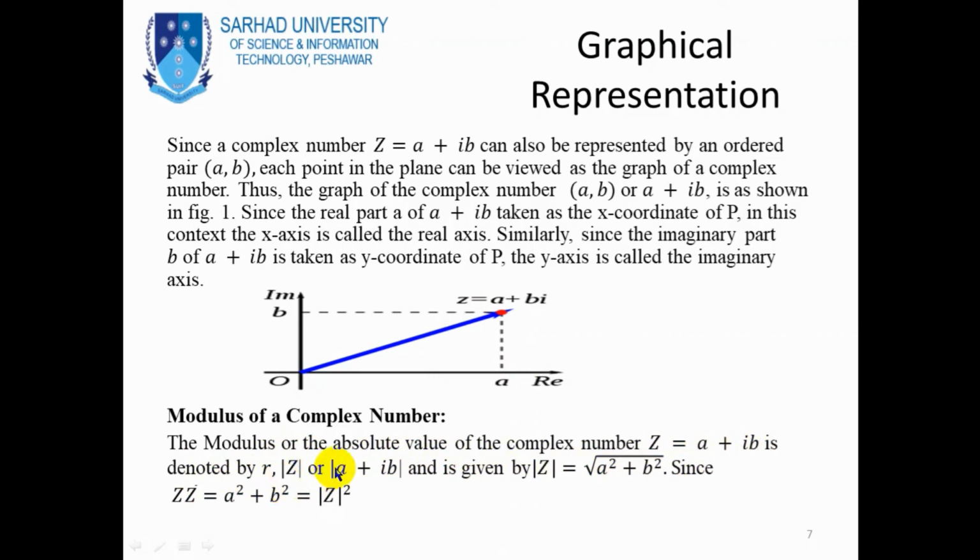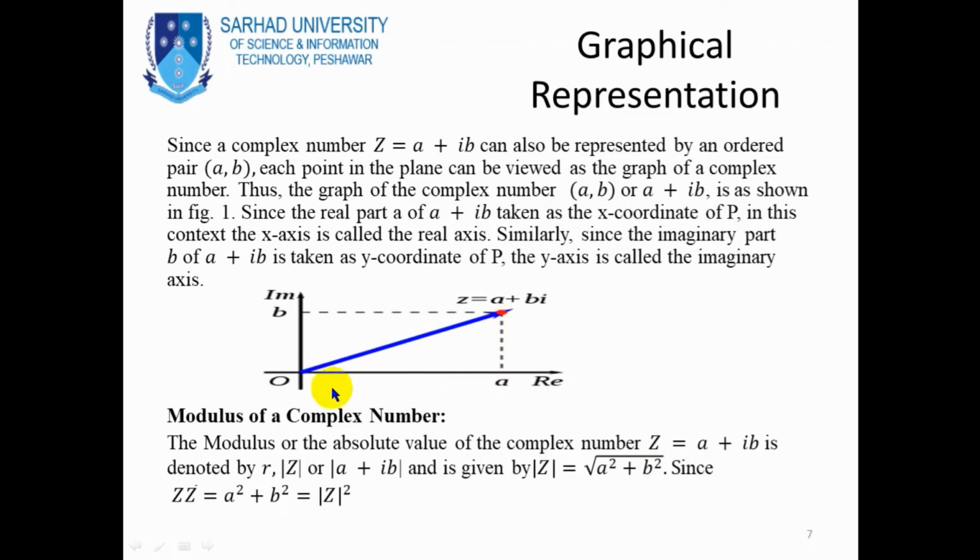Magnitude of Z or magnitude of A plus iota B is given by, using the Pythagorean theorem, the square root of A square plus B square. In the Pythagoras theorem, this will be the base, this will be the perpendicular, and this will be the hypotenuse. Suppose this is the hypotenuse represented by the magnitude of complex number Z. This is the base and this is the perpendicular.